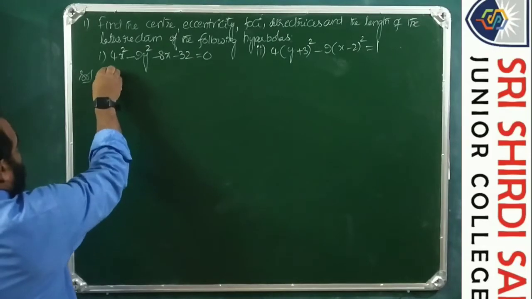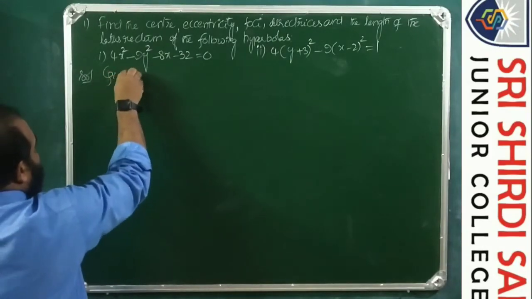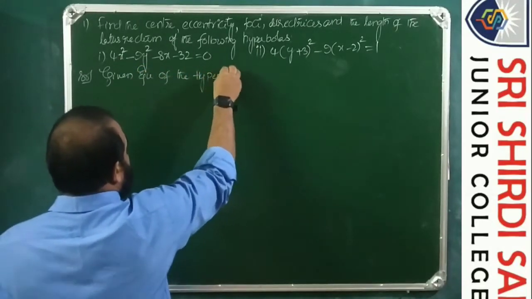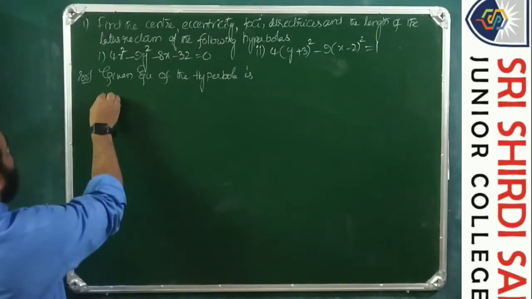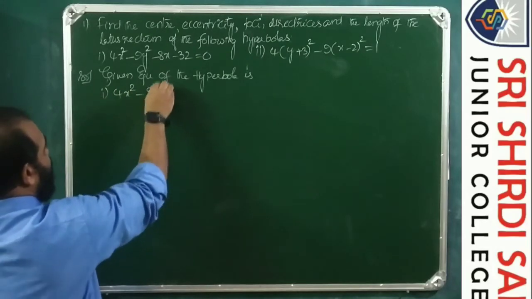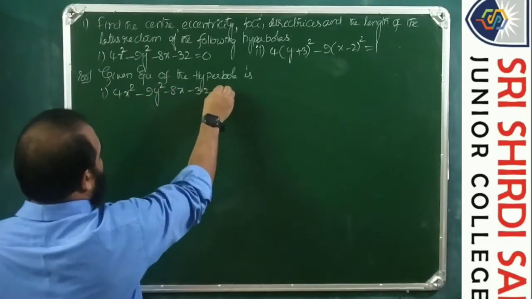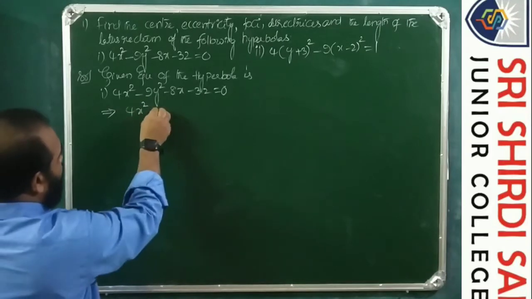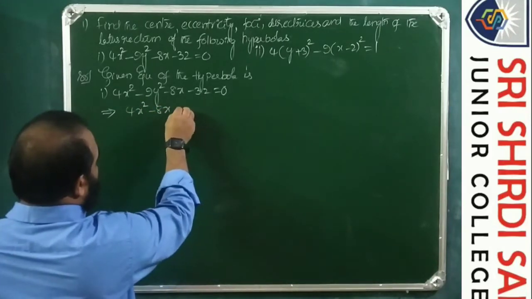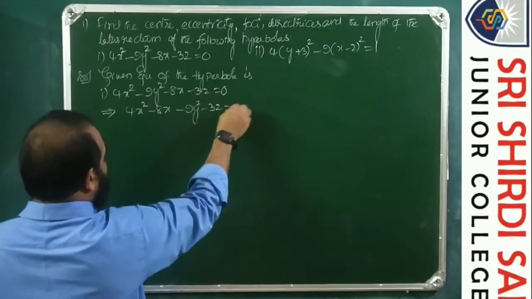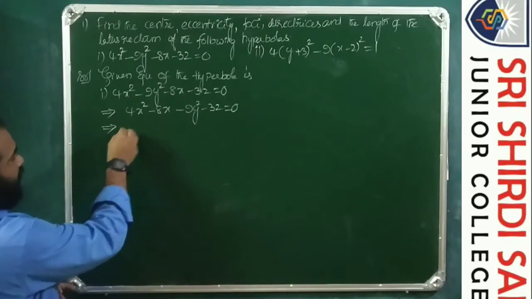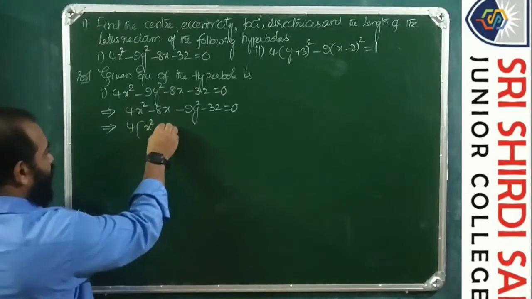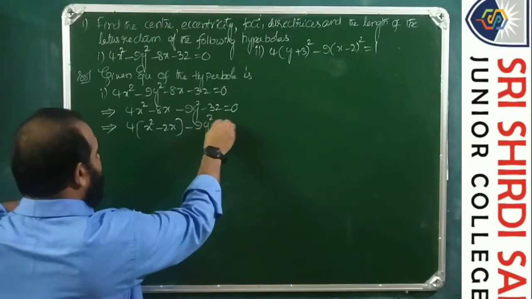So, first one, the given equation of the hyperbola is 4x square minus 9y square minus 8x minus 32 equals 0. So, this is 4x square minus 8x minus 9y square minus 32 equals 0. I'll take 4 in common in both of them. So, 4 into x square minus 2x minus 9y square minus 32 equals 0.